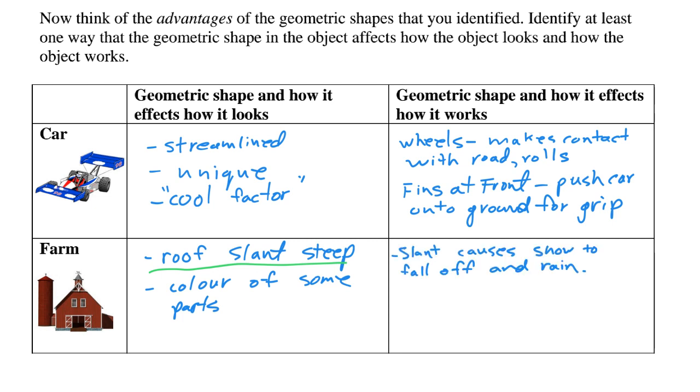And the slant of the roof, depending on where you are in Canada, basically causes that snow that builds up to eventually slide off the side of your house.